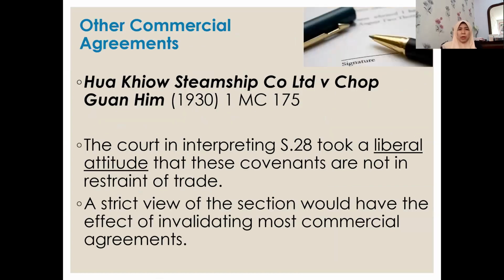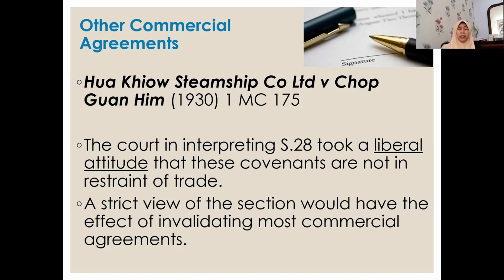Remember when we discussed the types of agreements, we have 1, 2, 3, and then number 4 is meant to cover other commercial agreements, whether we can apply section 28 or not. So this is the case which is relevant to our discussion. Very, very old case here: Hua Kiao Steamship Company Limited and Chop Guan Him, 1930.